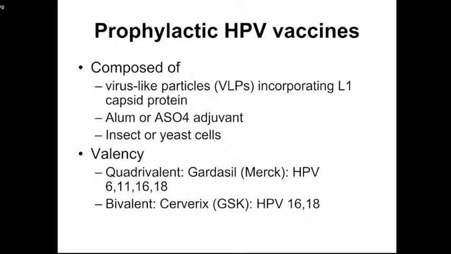A couple of years ago, the FDA also approved the nonavalent vaccine, which protects against not just 16 and 18, but some of the others as well: 45, 31, 33, 56, and so on. Nonavalent, and that would basically cover the viruses responsible for close to 97% of genital neoplasia.